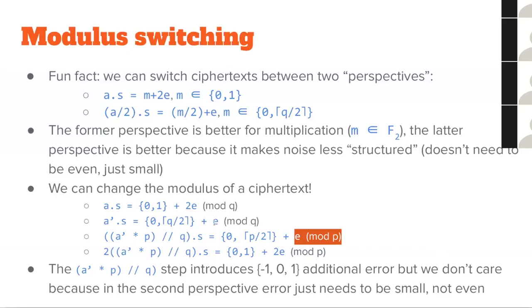Right. And to go back to this example, let's say your A prime dot S was, as an integer dot product, equal to, let's say instead of 55,000, it was equal to 55,030. So your error is 30. Then if you multiply by P over Q, 55,030 turns into 5,503. And so modulo 1,000, it's going to be 503. 500 is P over 2. And so your new error, instead of 30 before, is now 3.